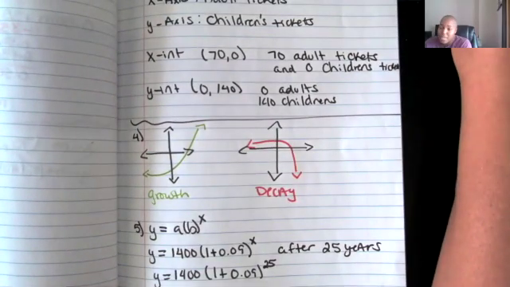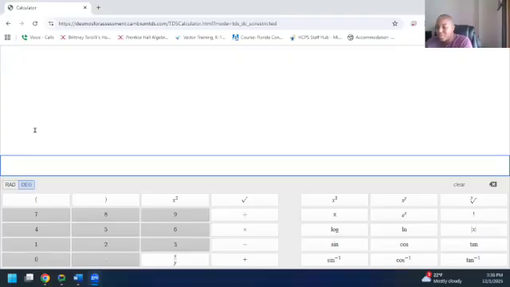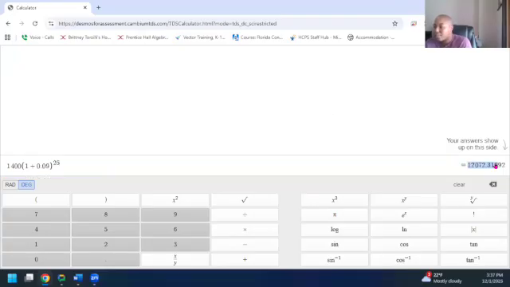So remember, in our EOC calculator, we can't do the y equals, so we have to do everything after it. So we do 1400 times (1 plus 0.09) to the x power, in this case 25. Okay, and now we have our answer over here. We're talking about money, so we round to the nearest cent, which will be $12,072.31. And that's it.